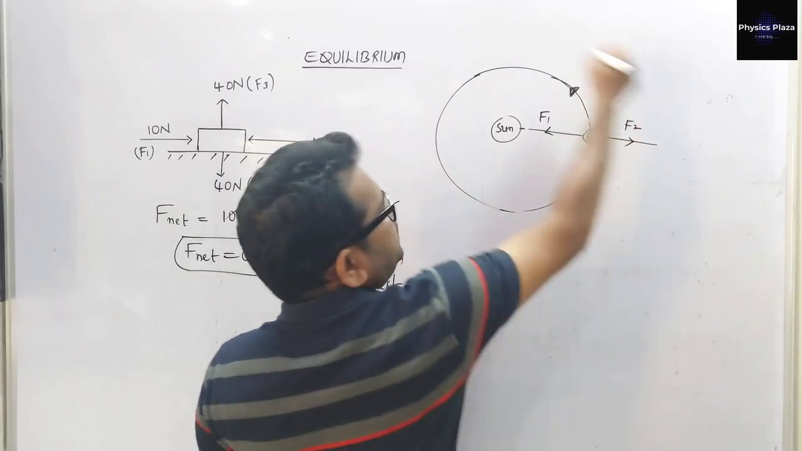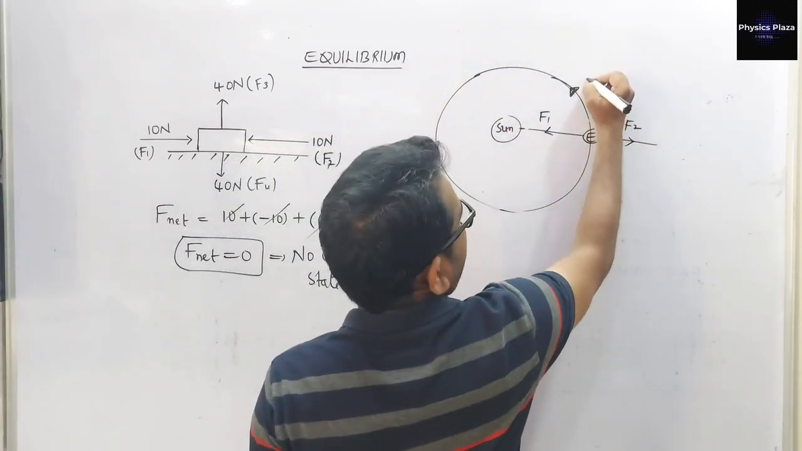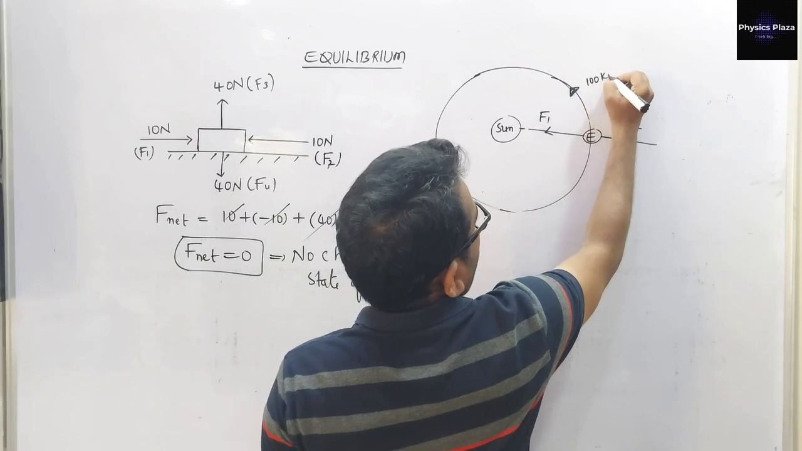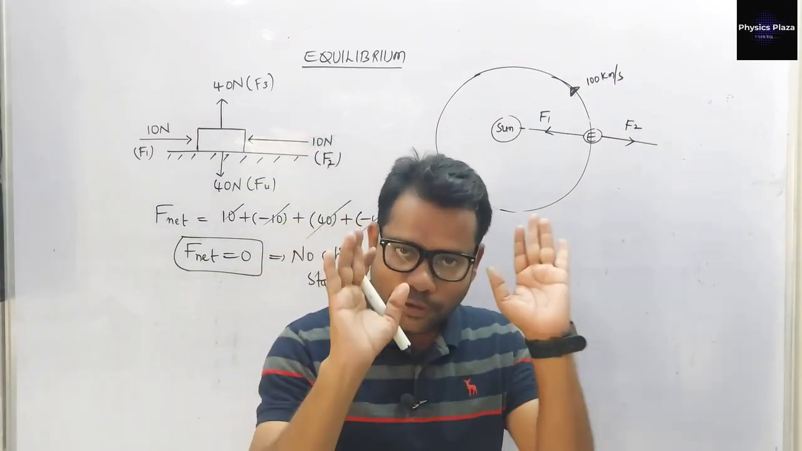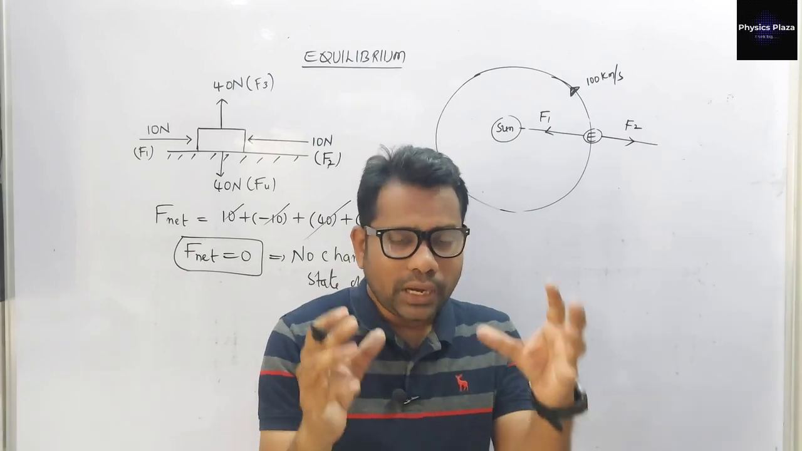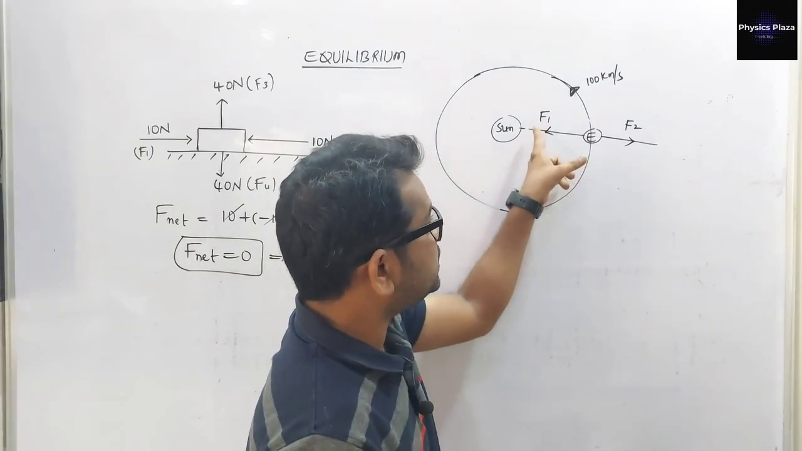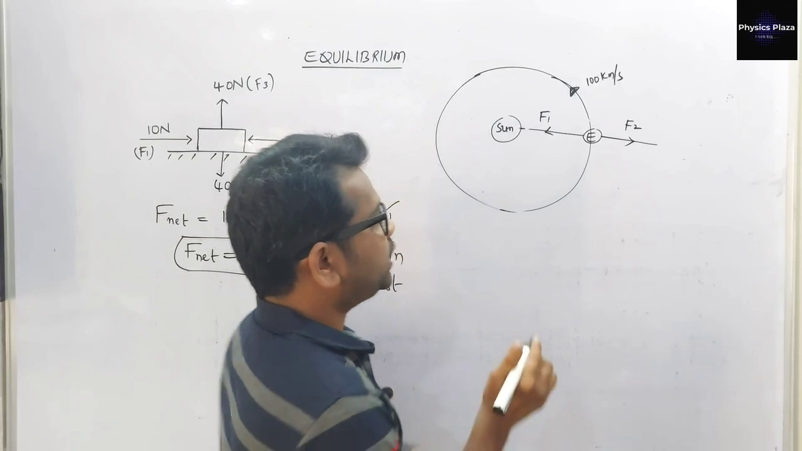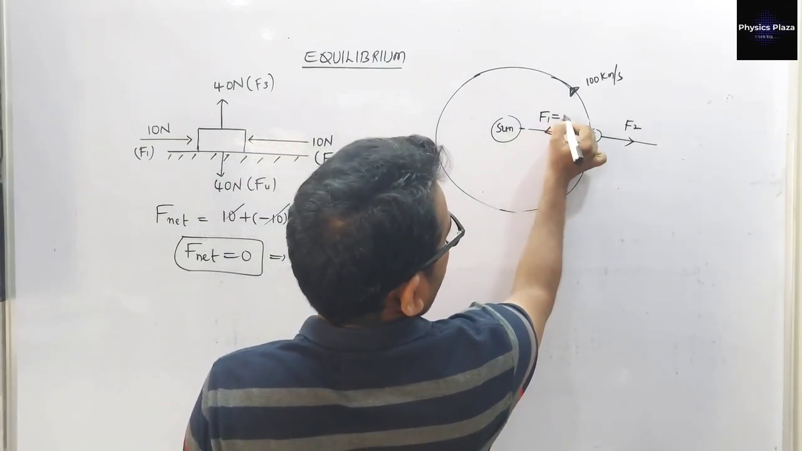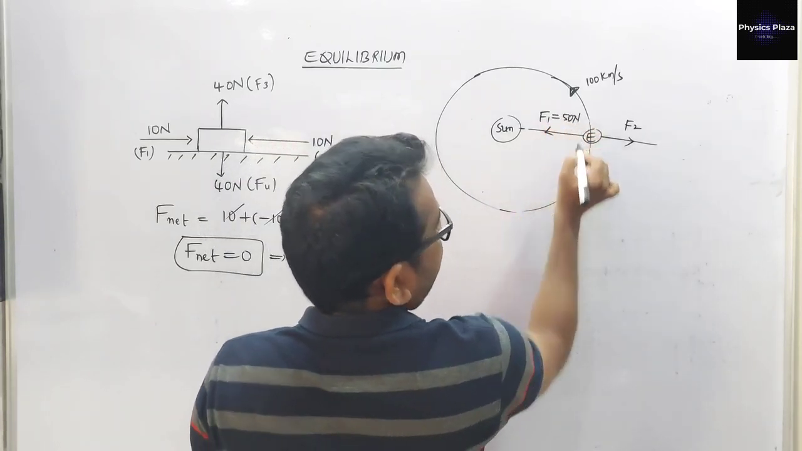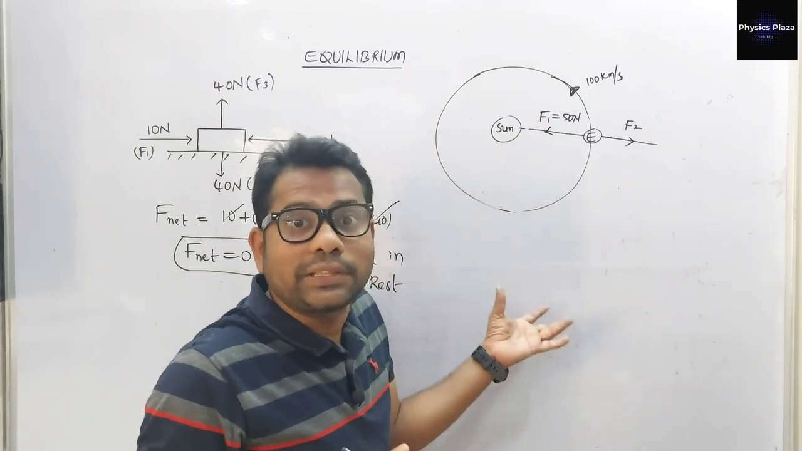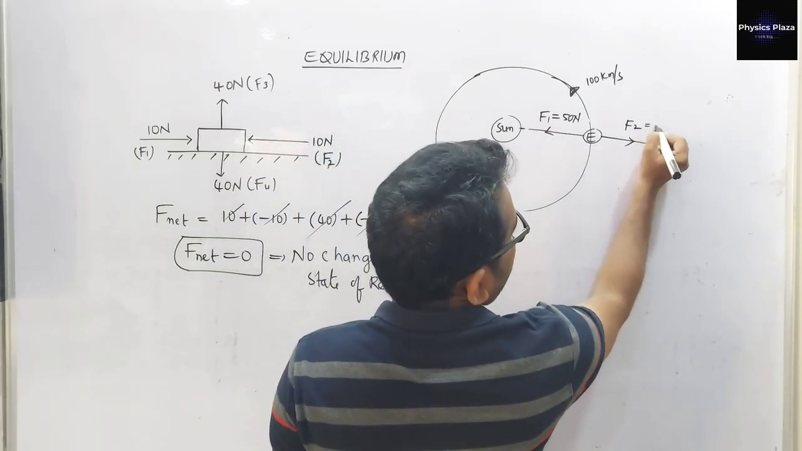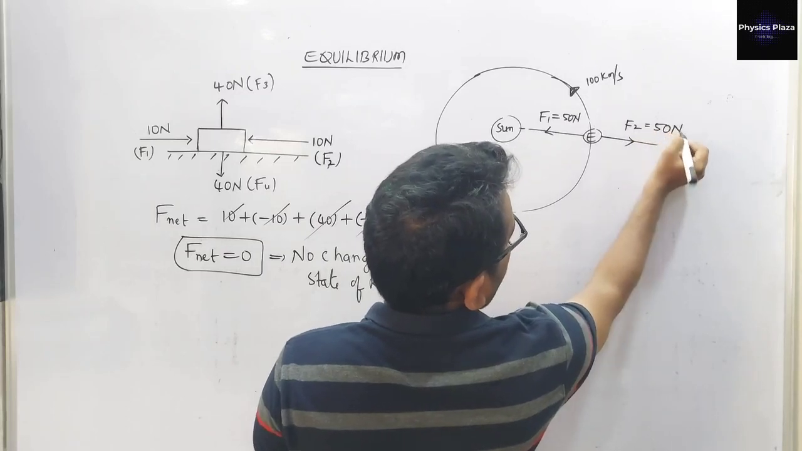For example, this Earth is revolving around the sun, let us say at 100 km per second. Just an example, not exact. Here our interest should be on these two forces. See, children, this force, for suppose, is 50 Newton. Again, don't doubt the values, I'm only supposing. So this is also 50 Newton force, children.